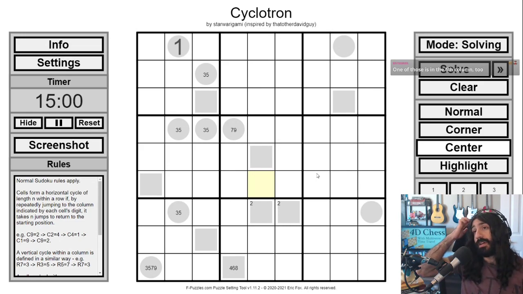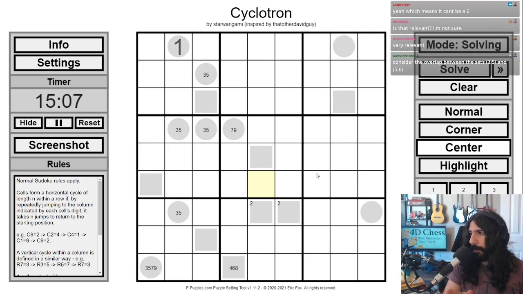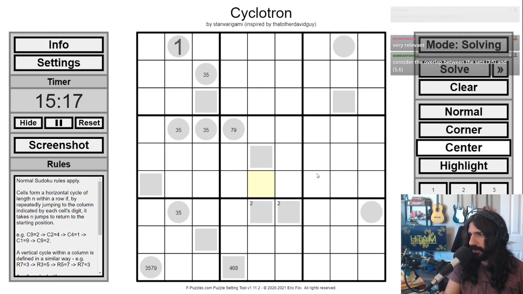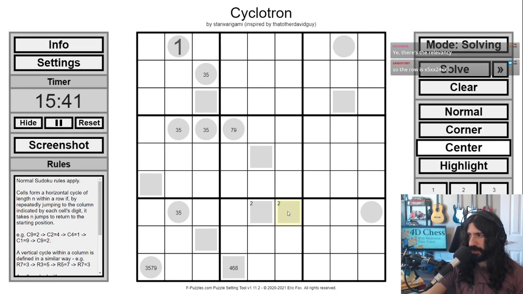Okay, I've thought of something. No number in a circle or square can be itself because that would be a cycle of length 1, right? So this is either 2, 6 or 4, right? This can't be 6, because if it was, then if you're figuring out the cycle, the 6 here would point you back to itself, and that's a cycle of length 1, not of length 6. So this is either 2 or 4.